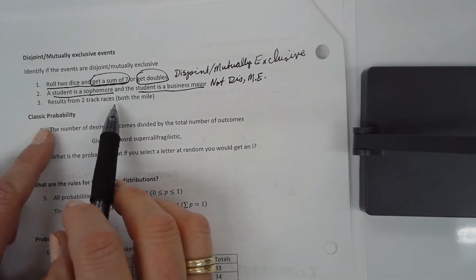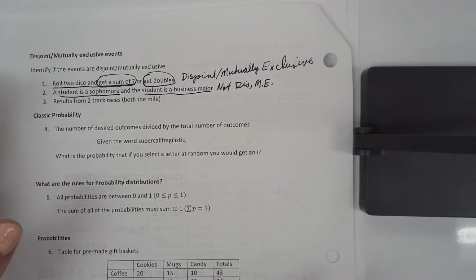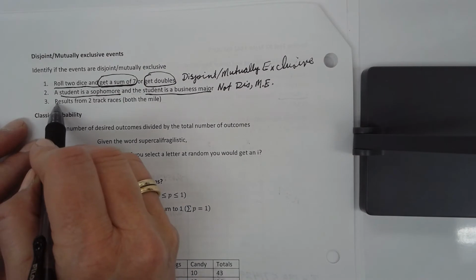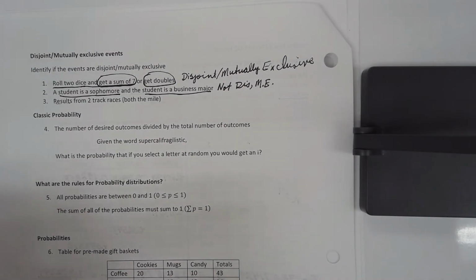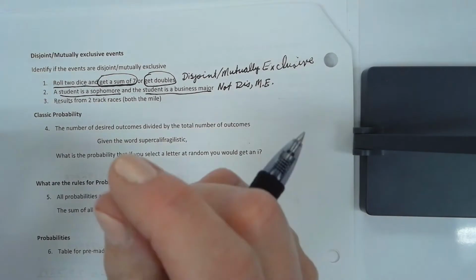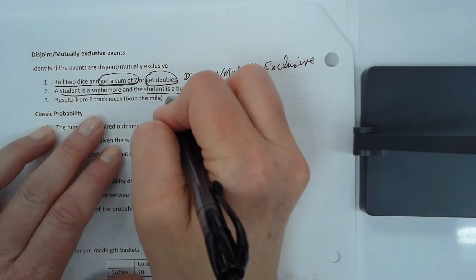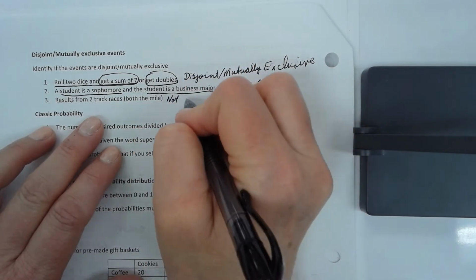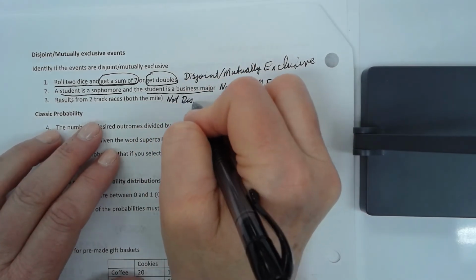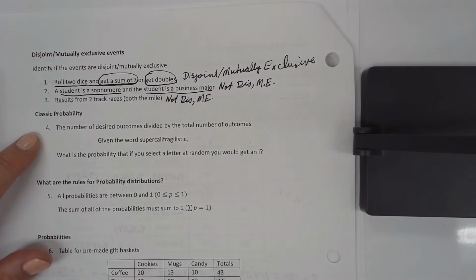Results from 2 track horses, both running the mile. Okay, so can we get the exact same result from 2 track horses if they're both running a mile? Yes, that could happen. Probably not exactly, but it could happen. Okay, so we're saying that that is also not disjoint or mutually exclusive.